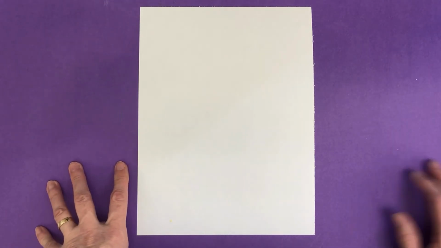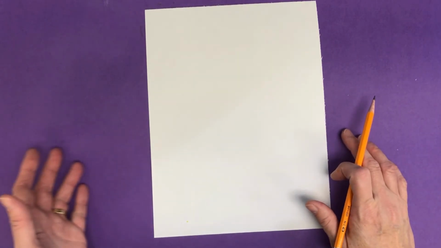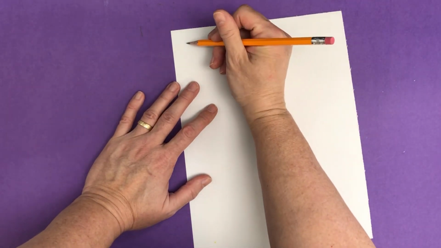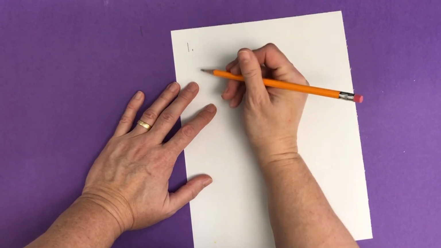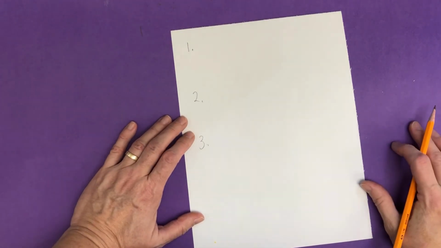All right, so the first thing I like to do on the back of my white paper is to plan it out. And if you're in my classroom doing this lesson, I'd like you to go ahead and lightly number 1, 2, 3 on the back of your paper.